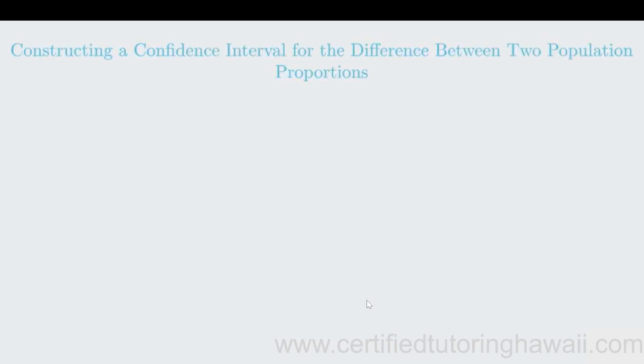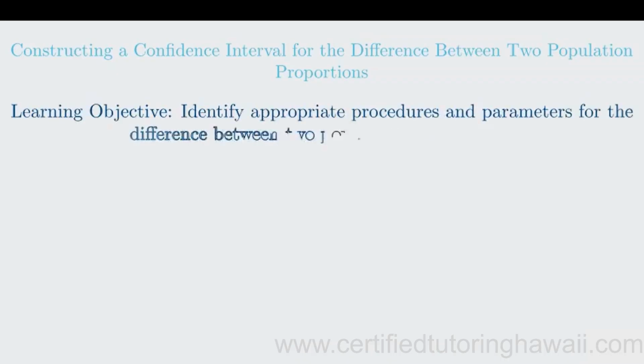Welcome. Today we are diving into a vital topic in AP Statistics. Topic 3.10. We are going to learn how to construct and interpret a confidence interval for the difference between two population proportions. By the end of this lesson, you will be able to identify the correct procedure, verify the necessary conditions, and calculate the interval and its margin of error from scratch.